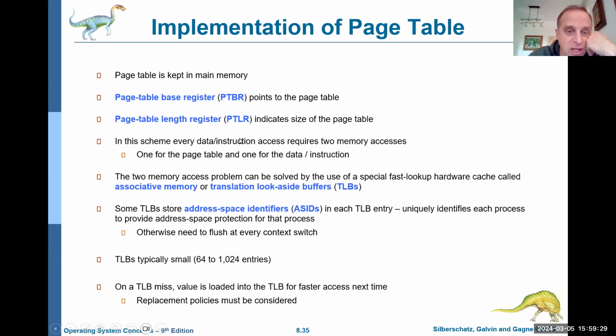In this scheme, every data instruction access requires two memory accesses. That's what we explained: one to read the page table and one for the data, actually getting the data. This is expensive to do. It wastes a lot of time. So the two memory access problem can be solved by the use of special fast lookup hardware called the translation look-aside buffer, TLB.